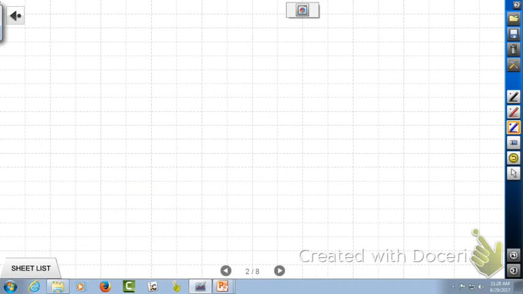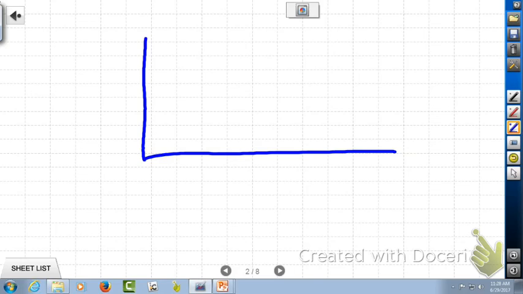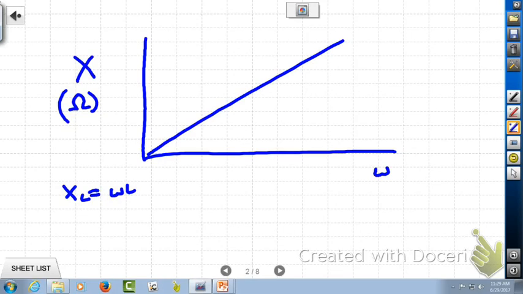If I plot this out, if I have frequency and I have my X, X is going to be measured in ohms. XL, XC, doesn't matter. I know that XL is equal to omega L. Straight line. I know that XC equals 1 over omega C.